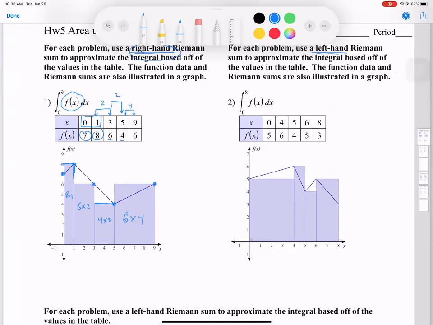So we just added. We said this was going to be 8, this was going to be 12, this was going to be 8, and this is going to be 24. We add those up. 36 plus 16. 36 plus 16 is 52.